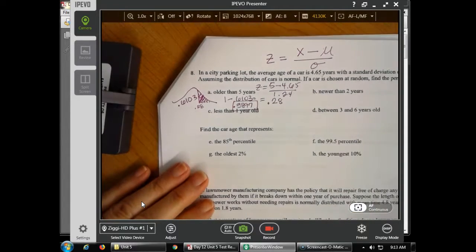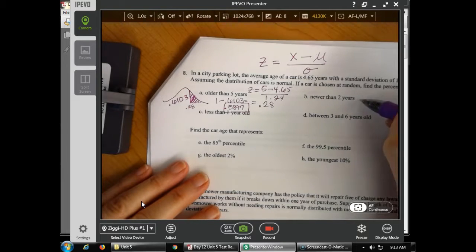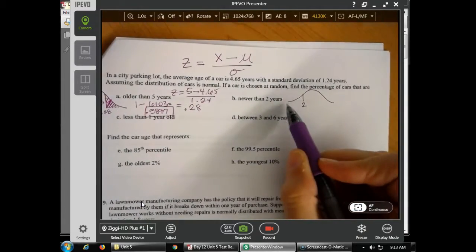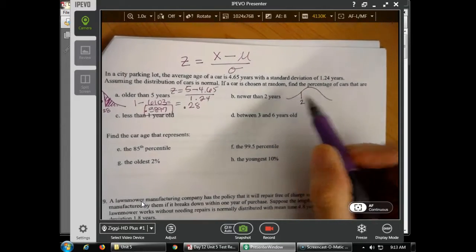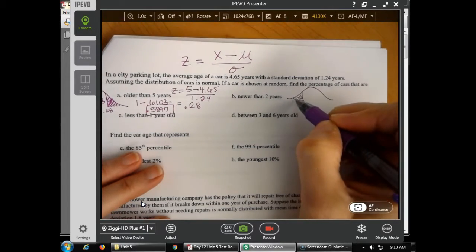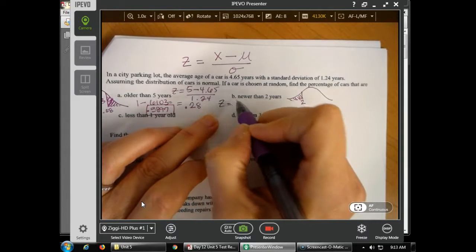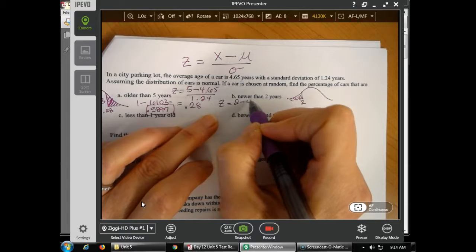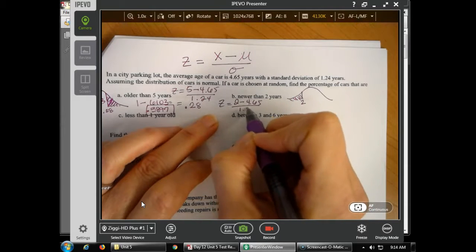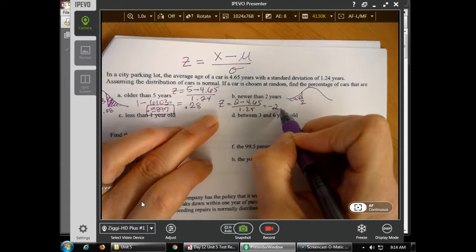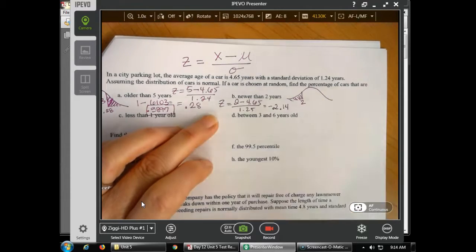Let's do B. Newer than 2 years. Well, 2 years is going to be over here somewhere. And we want newer. Are these our newer ones, or these are newer ones? Like left or right? Left. Okay. So we want this area. So we need the z that goes with 2. So that's going to be 2 minus 4.65 divided by 1.24. And what do you get there? Negative 2.14.